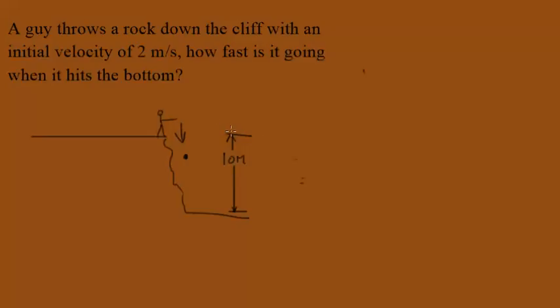A guy throws a rock down a cliff with an initial velocity of 2 meters per second. How fast is it going when it hits the bottom? For here, notice that time isn't given to us anywhere in the problem statement, and there's only one kinematic equation where time is not included in the formula, and that's this guy. It's important to note here that d doesn't denote the distance traveled, it denotes the displacement, and that'll become evident in the next problem.